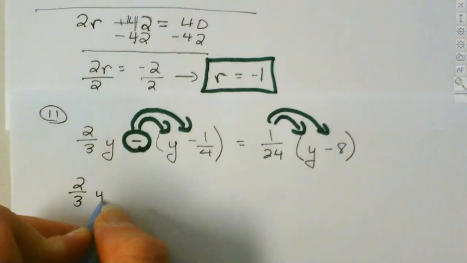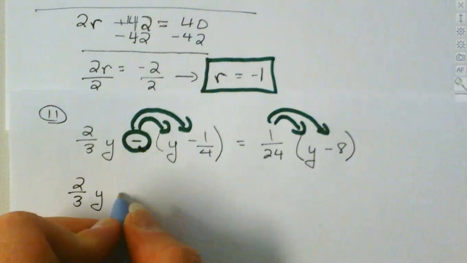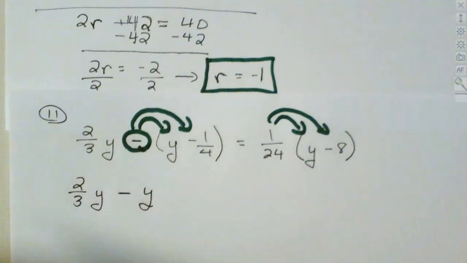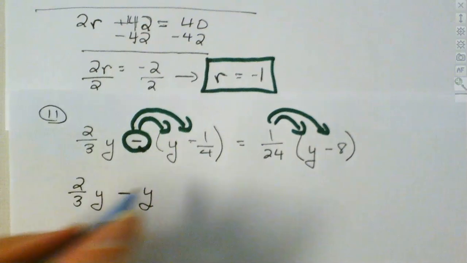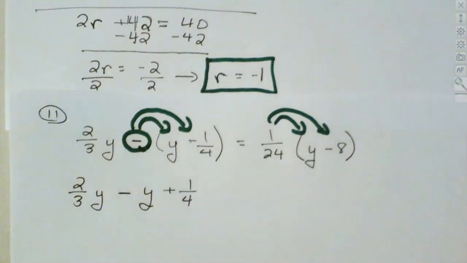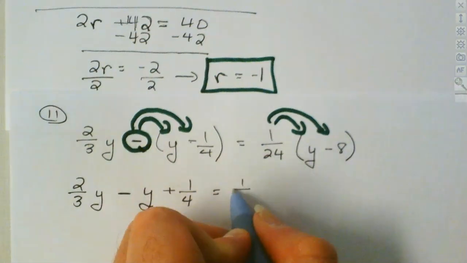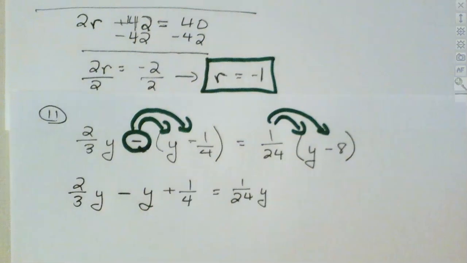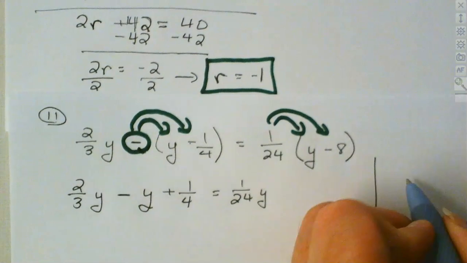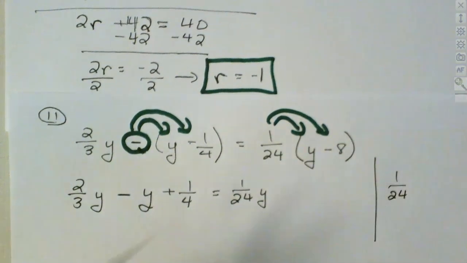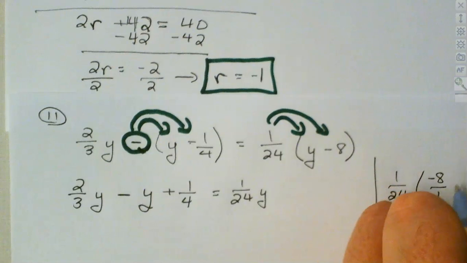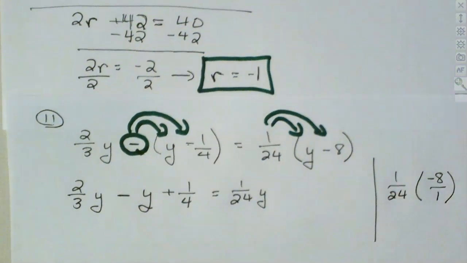So we've got 2/3 y. When we distribute the minus through, that makes it a minus y. Negative and negative makes it a positive 1/4 there. Is everyone okay with that so far? What about on the right-hand side? 1 over 24y is there. What about that 8? Let's see what it does. We've got 1 over 24 times a negative 8 over 1, right? That's what we're doing. We're multiplying.